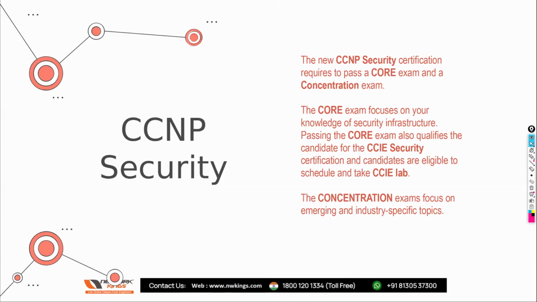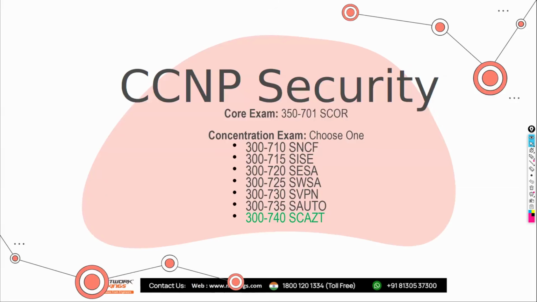Now the core exams, they don't go in depth. They cover a broad range of topics. Concentration exams are meant to be very specific product or technology based exams. So from the perspective of CCNP security, the core exam is your 350-701 SCOR.